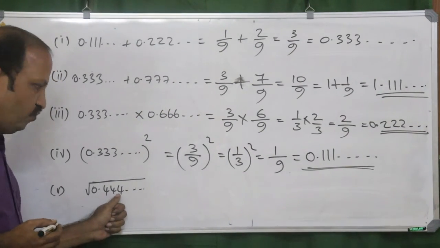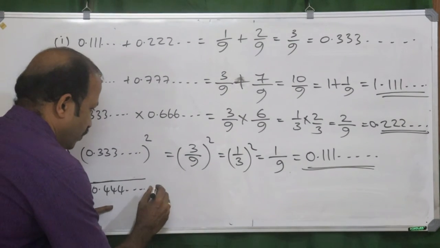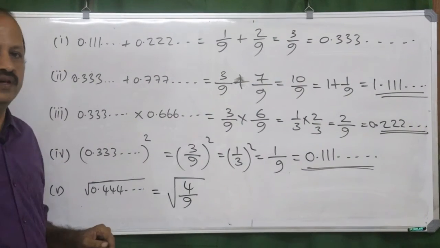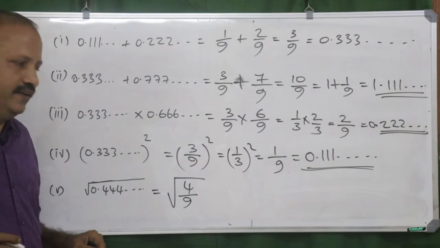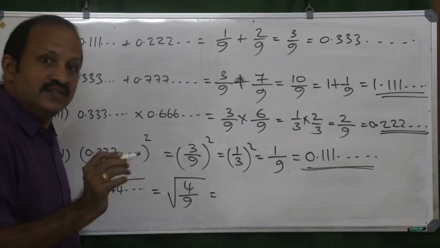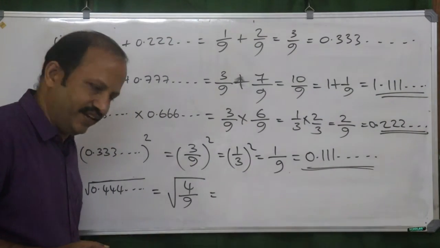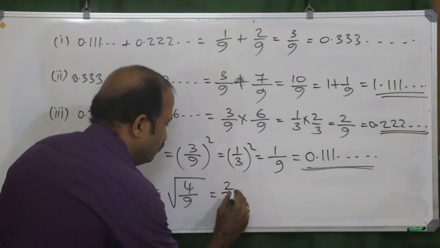Square root of 0.444, etc. And 0.444, we can write it as 4/9. Square root of 4/9. Square root of 4 is 2. Square root of 9 is 3. So we can write it as 2/3.